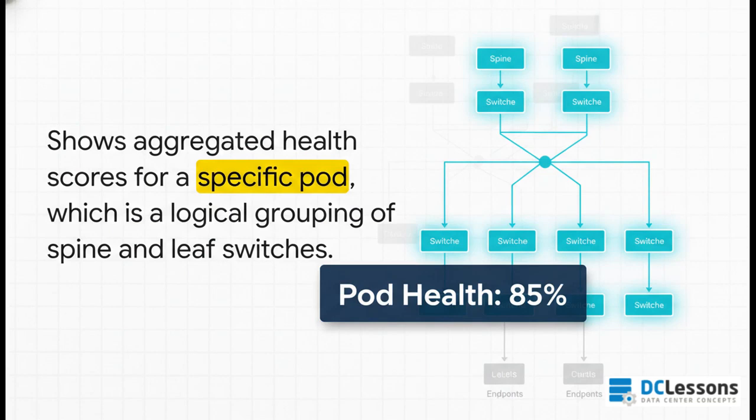Okay, so from that high level, let's zoom in a bit to the pod view. A pod is just a logical group of your spine and leaf switches. By checking the health score right here, you can figure out really fast if a problem is stuck in one specific part of your network hardware. It helps you narrow your focus in seconds.